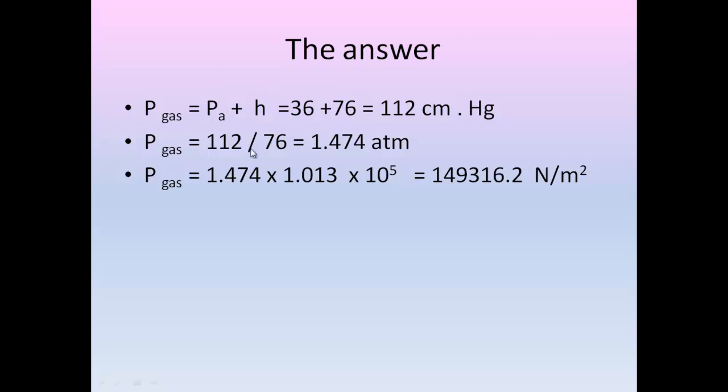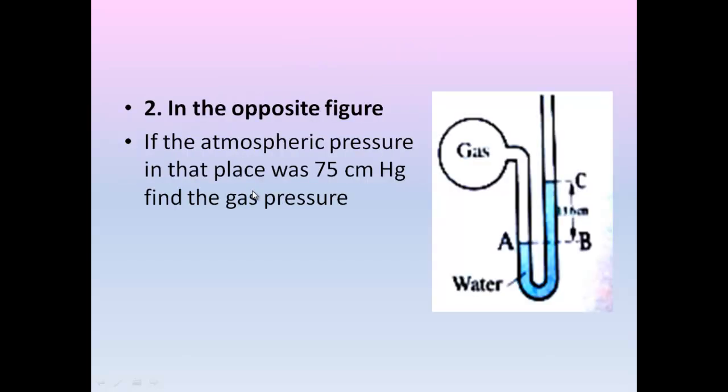Here I choose a method which is finding the pressure in atmosphere. 112 divided by 76 centimeter mercury gives you that the pressure of the gas is approximately equal to 1.474 atmosphere. Multiplying by the normal PA gives 149316.2 Newton per meter square. This is one method, and you have many methods to change from centimeter mercury into Newton per meter square.